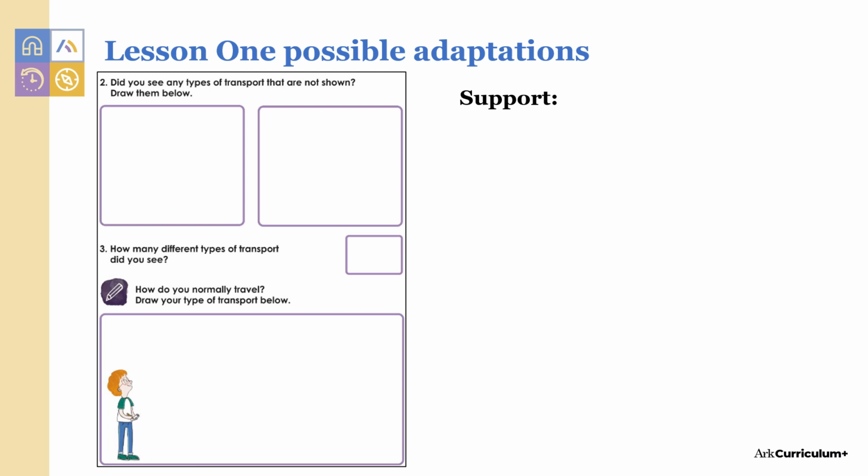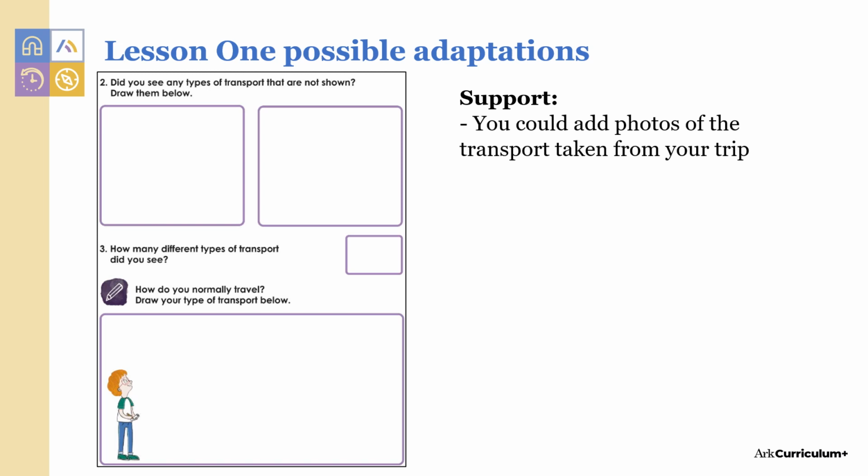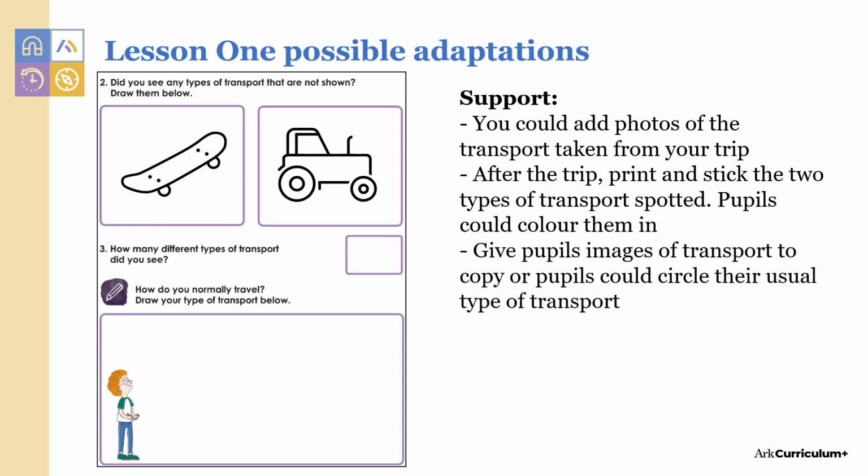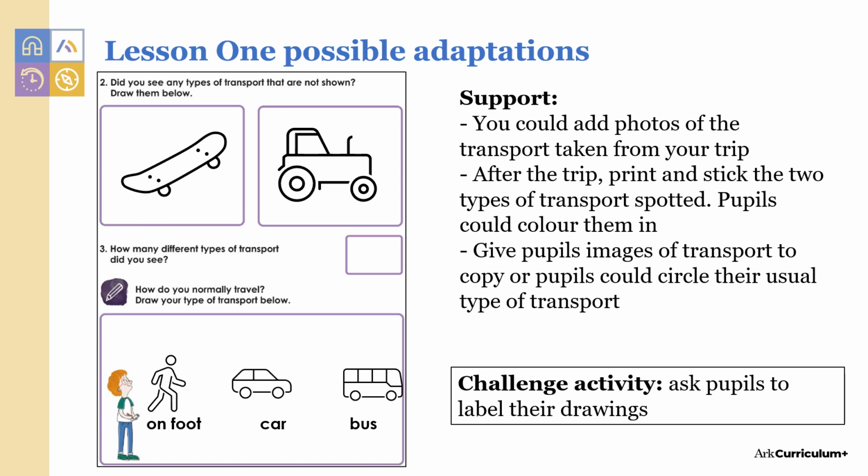In lesson 1, pupils need to go out of school and note down the different types of transport they can see. Then, in their workbooks, they need to draw responses to the questions. Support pupils by adding photos of the transport taken from your trip, or after the trip, print and stick the 2 types of transport spotted. Pupils could colour them in. Give pupils images of transport to copy, or pupils could circle their usual type of transport. As a challenge activity, ask pupils to label their drawings.